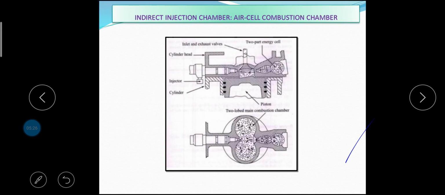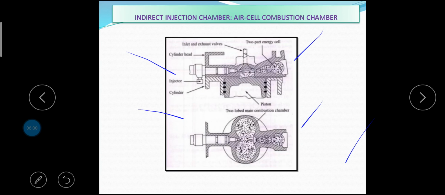In this chamber, the clearance volume is divided into two parts. One is the main cylinder, another is called the energy cell. The energy cell is divided into two parts, major and minor, which are separated from each other and from the main chamber by narrow orifices. This is the two-lobed main combustion chamber, two-part energy cell. This is the cylinder head, injector and the cylinder. During compression, the pressure in the main chamber is higher than that inside the energy cell due to the restricted passage area between the two at the top dead center.